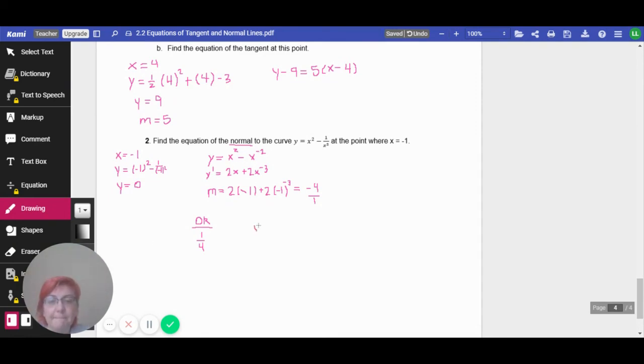Y minus, my y coordinate is 0. Y minus 0 is just y. So I've got y equals my gradient times x minus my x coordinate, which is -1. Minus negative becomes positive, x plus 1.